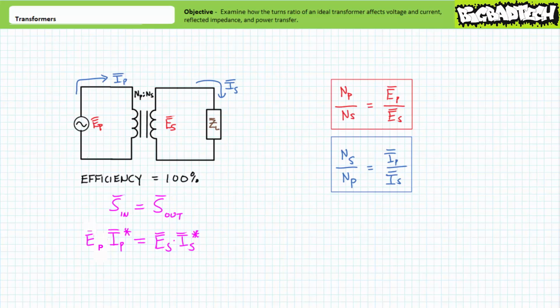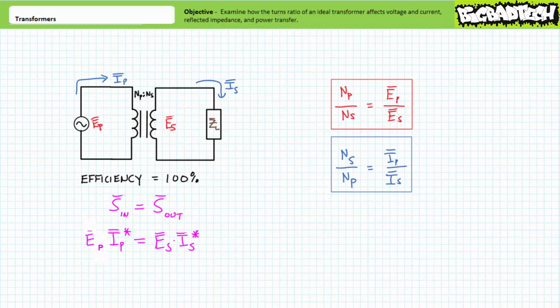Given voltage and current are related properties, as are voltage and turns ratio, one could express this more succinctly as the number of turns in the secondary over the number of turns in the primary equals the input current through the primary over the output current through the secondary. Ns over Np equals Ip over Is.